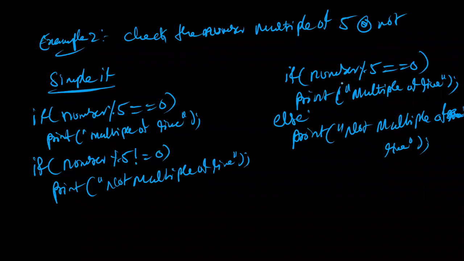Like that you can write. When it is true, this will be printed. If it is false, this will be printed. Instead of simple if, this is easy to write and easy to check. Like that we can give any condition. There are different conditions. I gave multiple of 5.